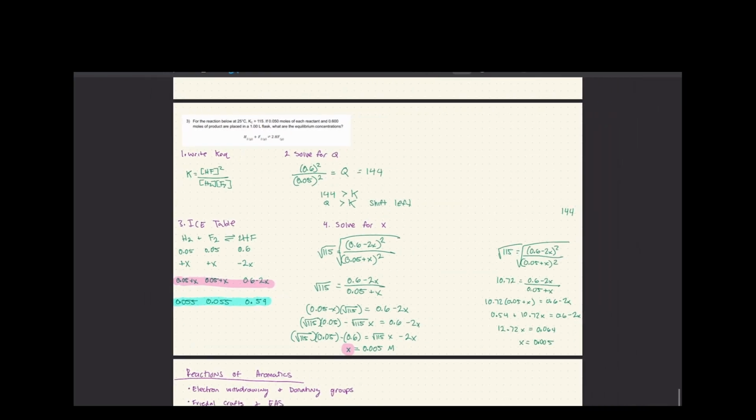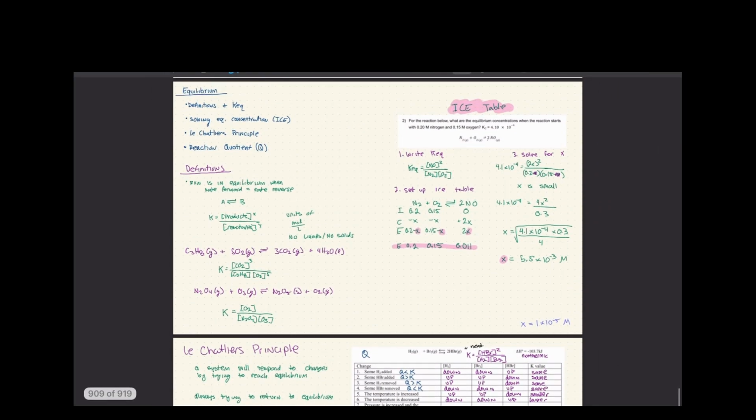So today we've looked at K, we've looked at Q, and we've looked at solving for equilibrium concentrations using both K and Q.